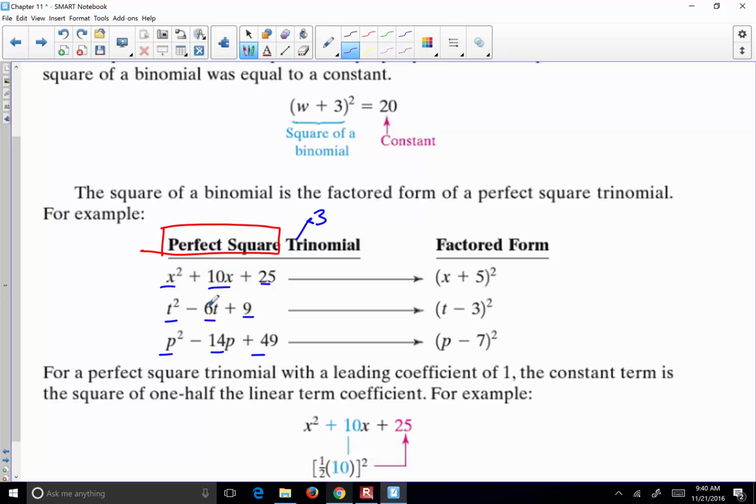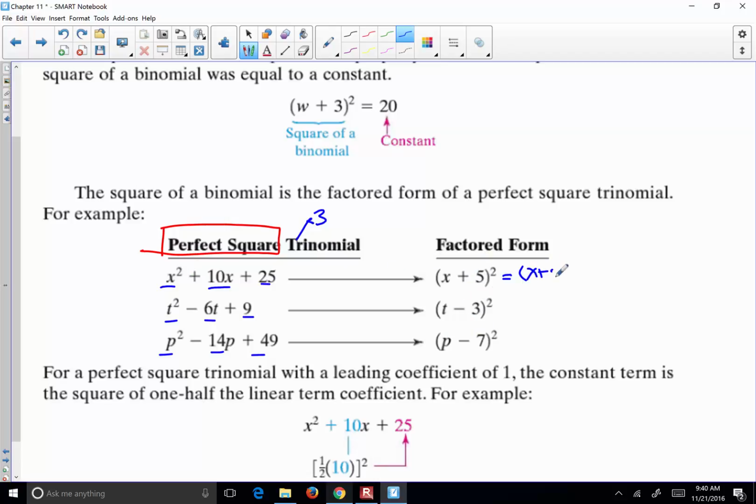We started with t squared minus 6t plus 9, it turned into (t minus 3) squared. p squared minus 14p plus 49 turned into (p minus 7) squared. I wonder how they discovered these. And I wonder if they are right. Maybe this is wrong. Maybe they are cheating us. How do I know if these two are equal?